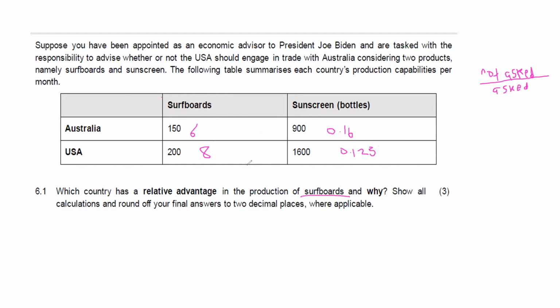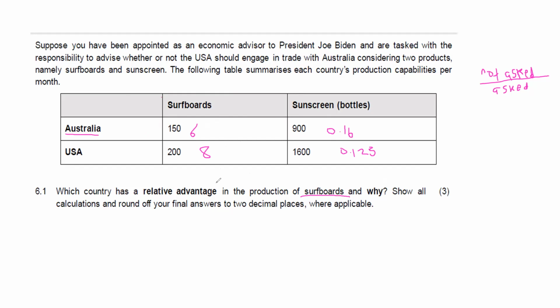So for surfboards, it's here. So you can see that for Australia to produce one surfboard, they have to give up 6 sunscreens. And for USA to produce one surfboard, they have to give up 8 sunscreen. So the country that has the lower opportunity cost, or relative advantage, in the production of surfboards is Australia, because they're giving up 6 sunscreens compared to USA, which was giving up 8 sunscreens, right?